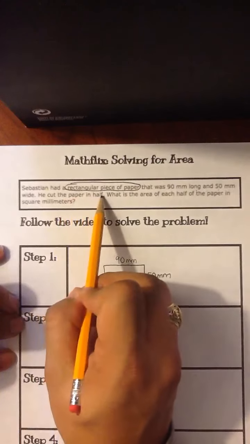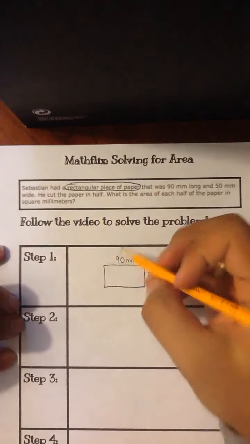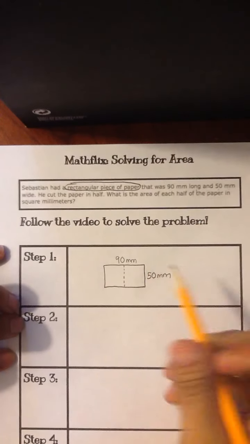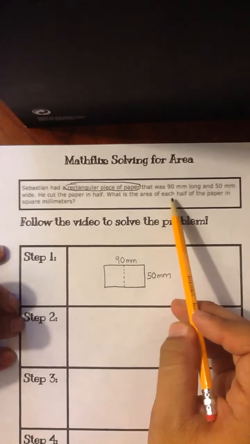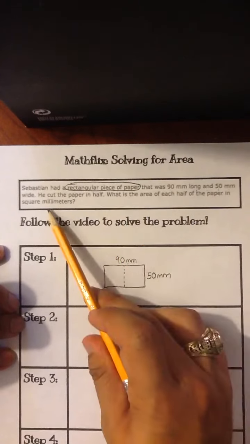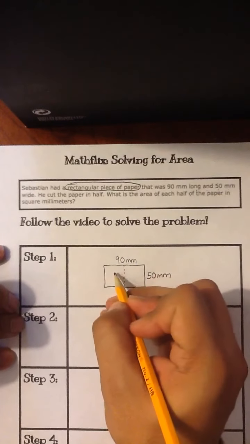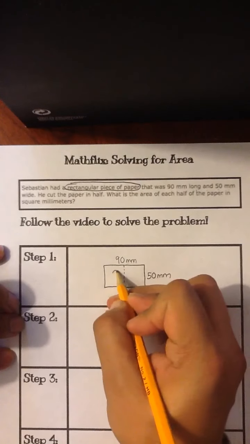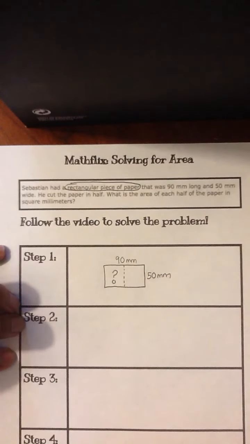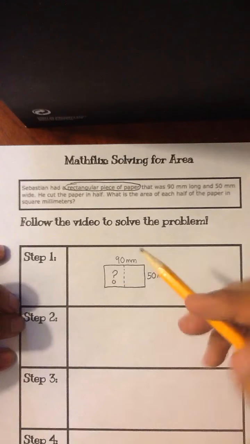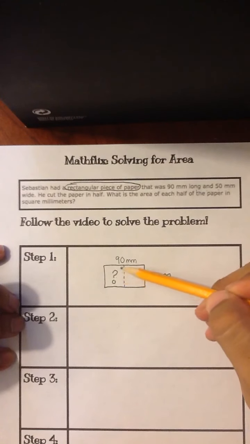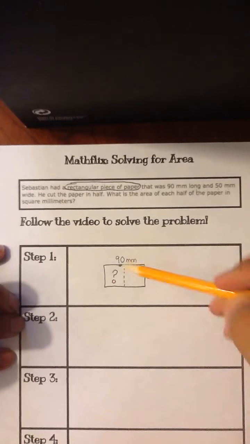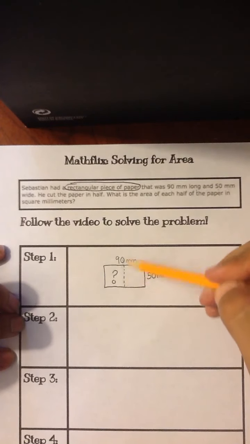He cut the paper in half. Okay, so let's do a little cut. He cut the paper in half. What is the area of each half of the paper in square millimeters? So they only want to know the area of one of the sides. Now, for step two, how can I figure out what is the half? They don't want to cut it this way, they just want to cut it vertically.